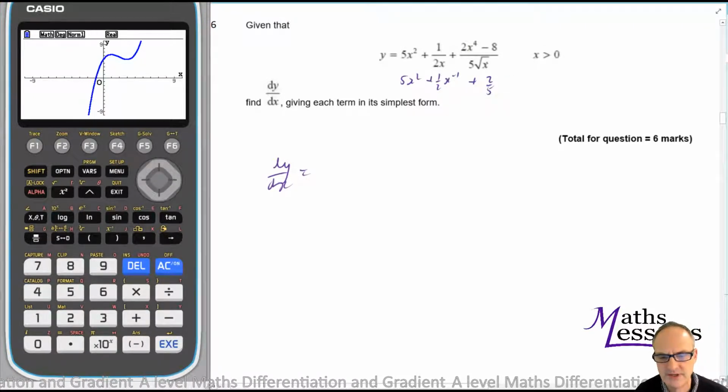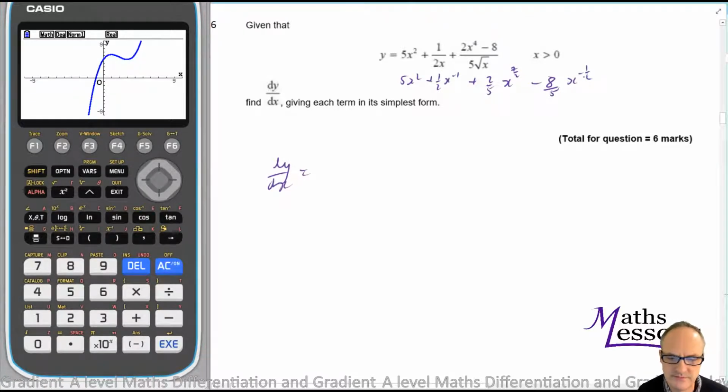x to the 4 divided by x to the half will give you x to the 7 over 2, because 4 is 8 over 2, take away a half gives you 7 over 2. Minus 8/5, and we've got x to the minus a half. And now it's ready for us to differentiate.